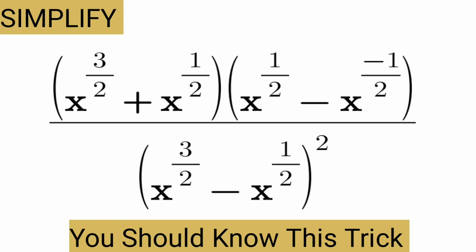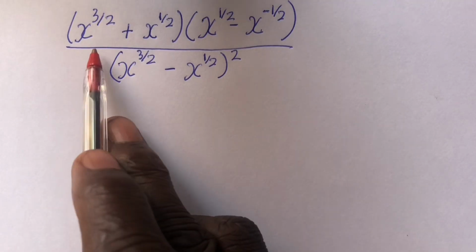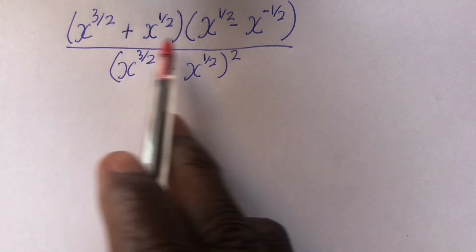How do we simplify (x^(3/2) + x^(1/2))(x^(1/2) - x^(-1/2)) all divided by (x^(3/2) - x^(1/2)) squared? We need to expand.